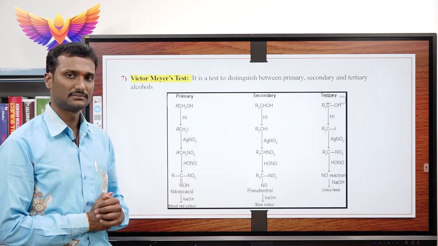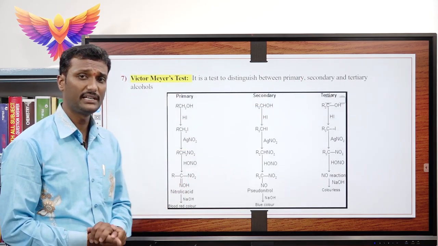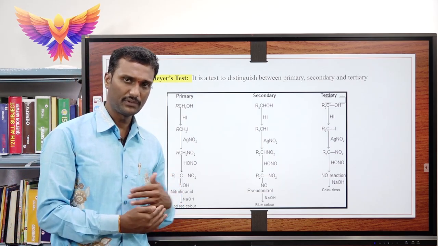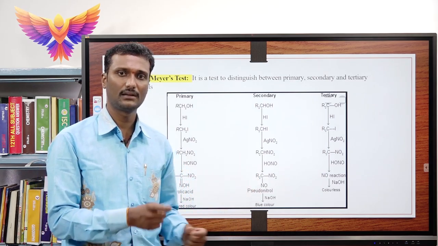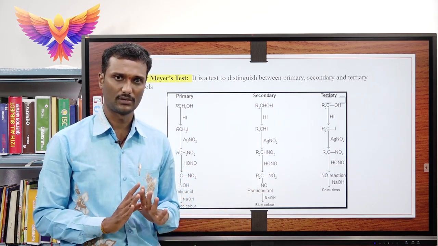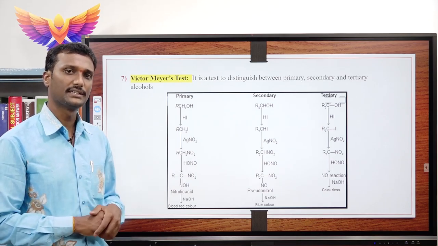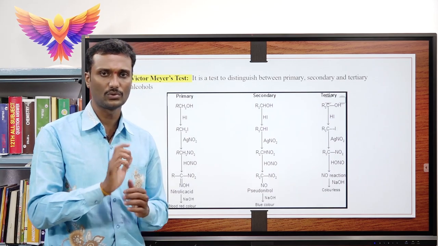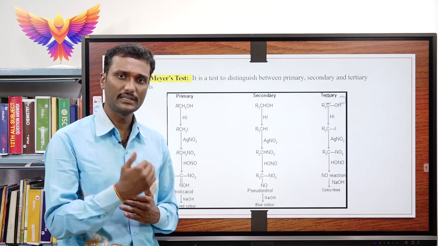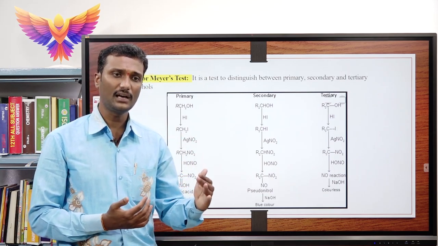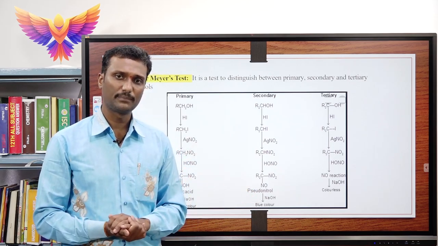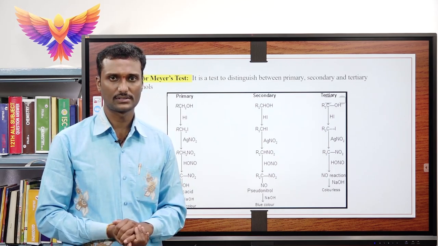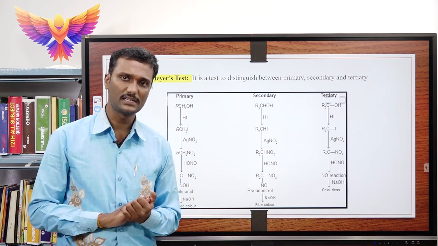Yes, students, in this slide we are studying the Victor Meyer test. This is also one of the tests we use to differentiate between 1 degree, 2 degree and 3 degree alcohols, not a phenol. In this test, initially we convert the alcohol to a nitro group. After converting to the nitro group, we carry out the reaction in the presence of nitrous acid and finally with aqueous sodium hydroxide. And different alcohols give different colors.